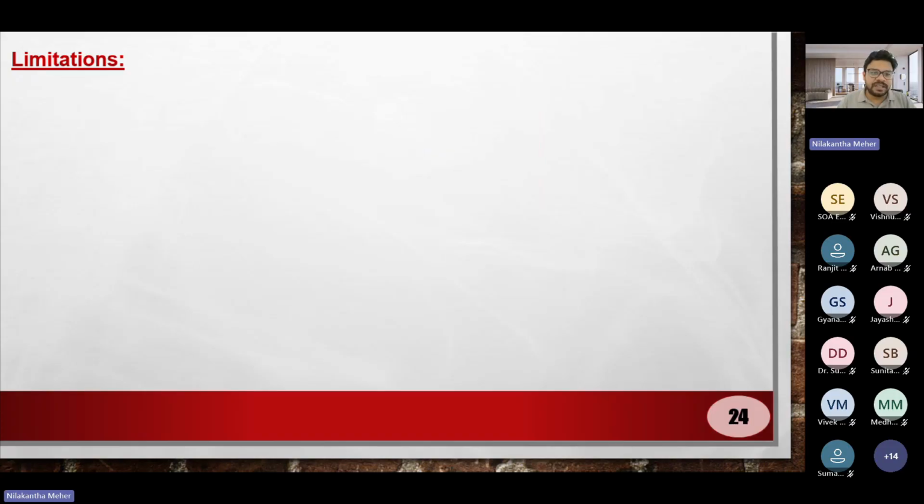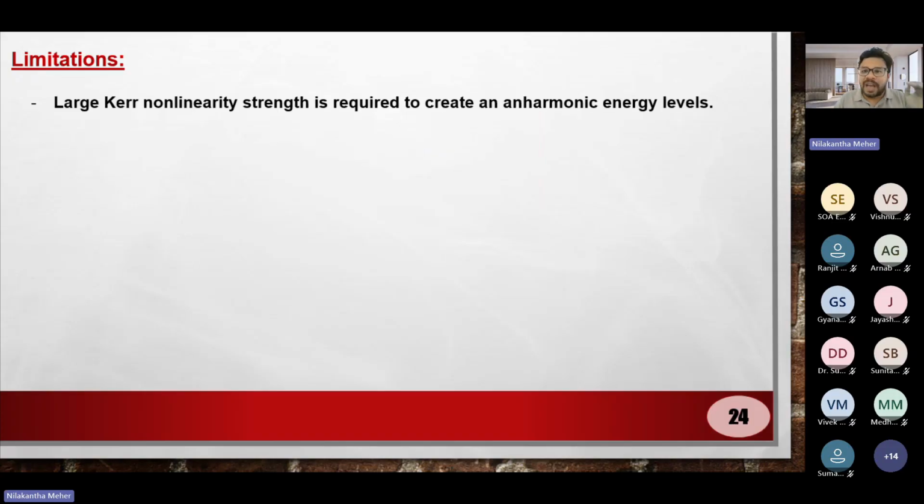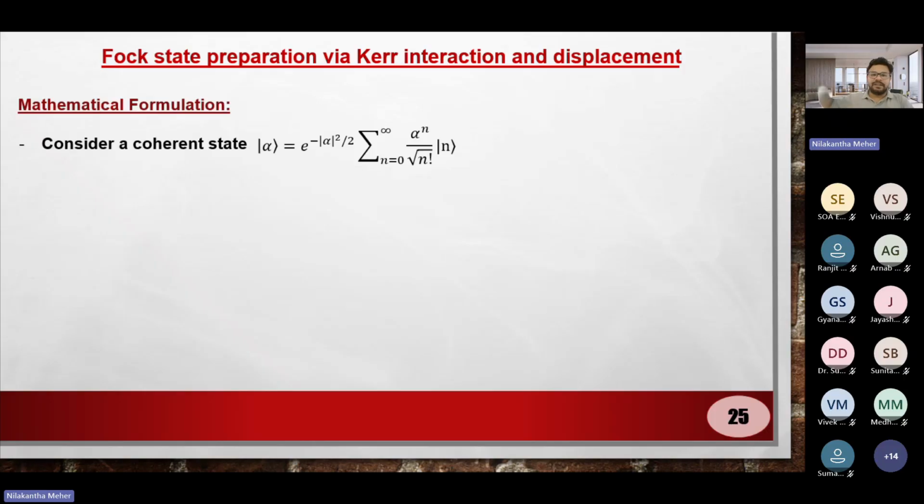So what are the limitations here? Essentially, to get anharmonic system energy levels, we need a large Kerr nonlinearity strength. That's why generating large Fock states is difficult. Of course, small Fock states you can easily prepare, but large Fock states are difficult. Now coming to our scheme, that is how to use this Kerr interaction, that is Kerr nonlinearity, and displacement, we can prepare the Fock states.